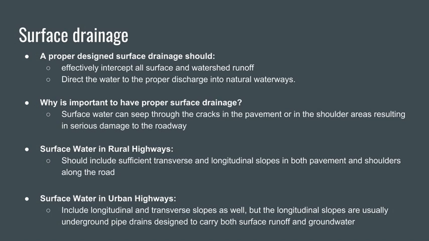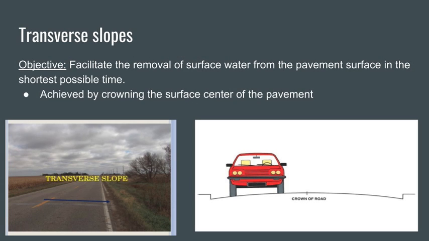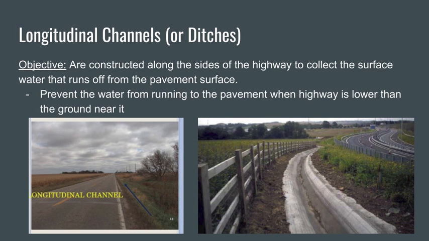Surface water in rural areas should include sufficient transverse and longitudinal slopes in both pavement and shoulder along the roadway. Surface water in urban highways include longitudinal and transverse slopes as well, but longitudinal slopes are usually designed underground to carry both surface runoff and groundwater. In transverse slopes, the main objective is to remove the surface water from the pavement surface in the shortest possible time. We can achieve this by crowning the surface at the center of the pavement.